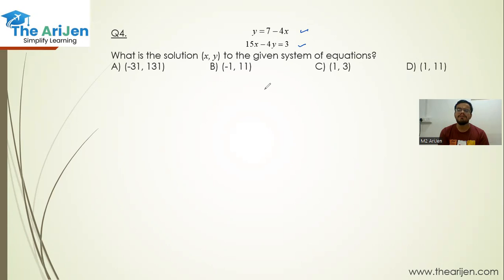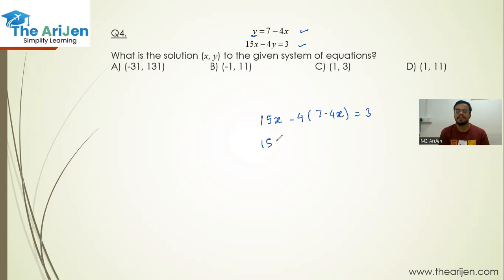Now see, one option is to just substitute the options and you can reach the answer. But I feel substituting the value of y would be easier, because the value of y is directly given, right? So 15x minus 4, y is what? 7 minus 4x is equal to 3.